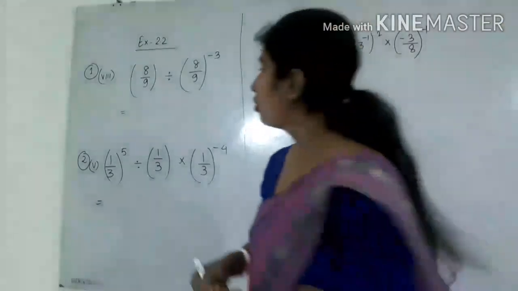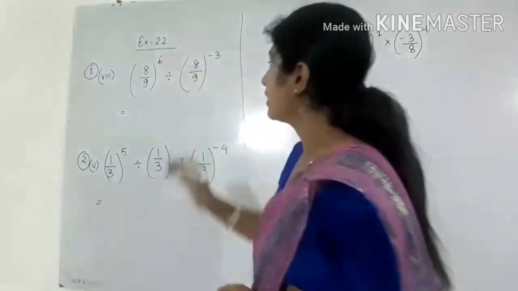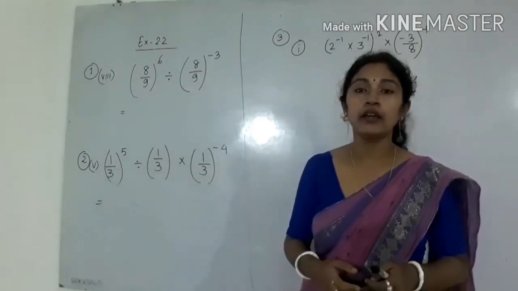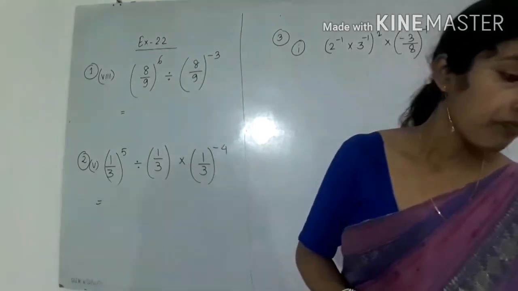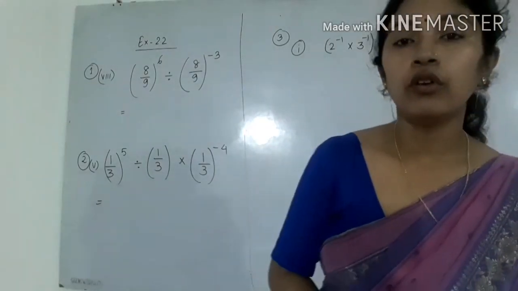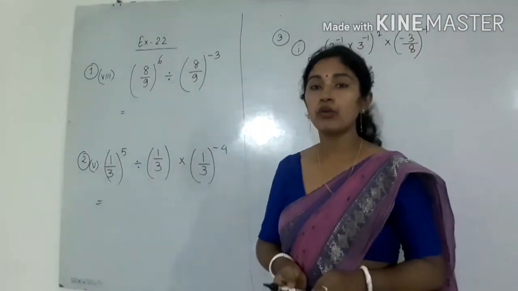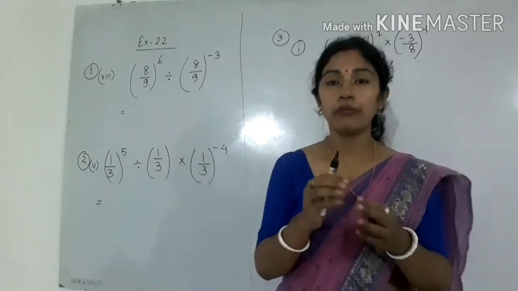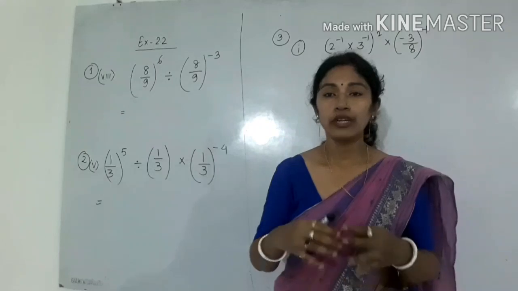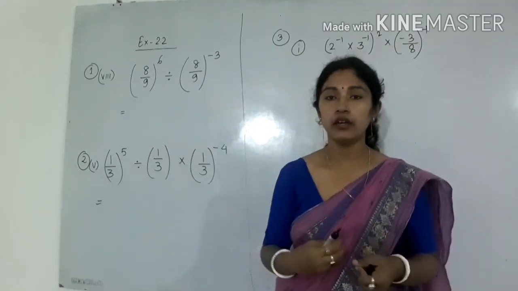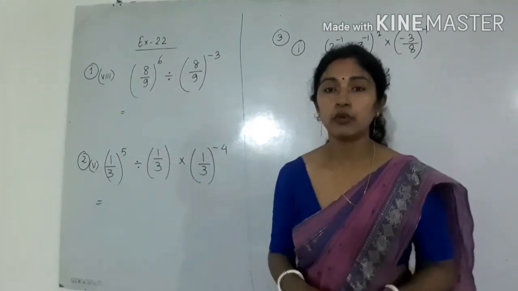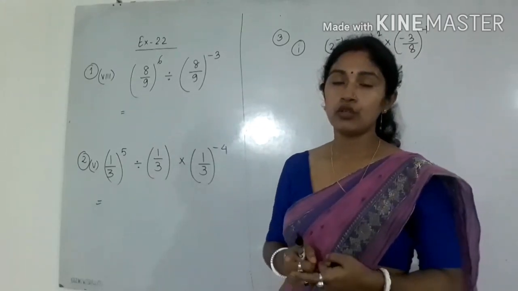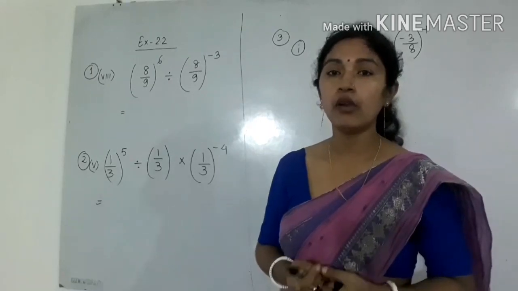8 by 9 whole to the power 6 divided by 8 by 9 whole to the power minus 3. So here in this case you have to apply the laws, and see, it is written that you have to write the answer in power notation. That means you need to write in power form, exponential form. Don't expand it, don't multiply the terms. You have to write in exponential form. That means base should be present and power should be present. So directly we can apply the laws.